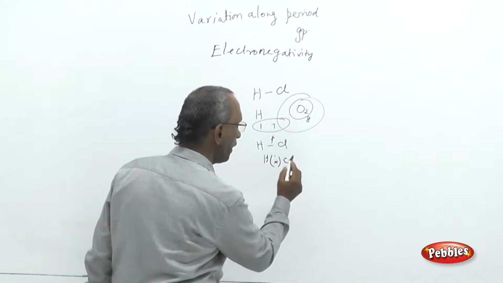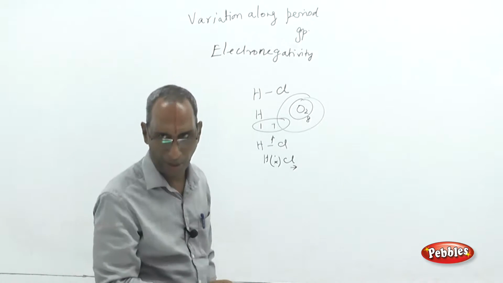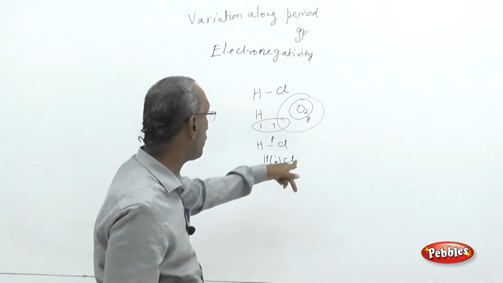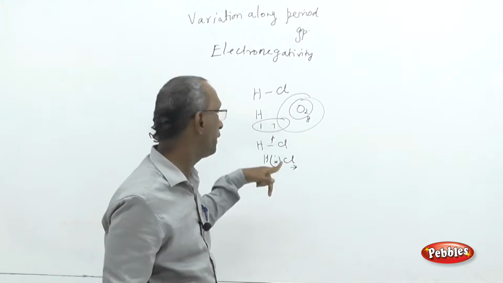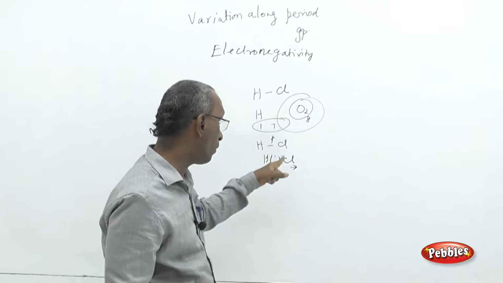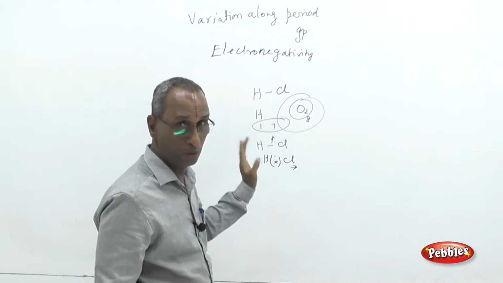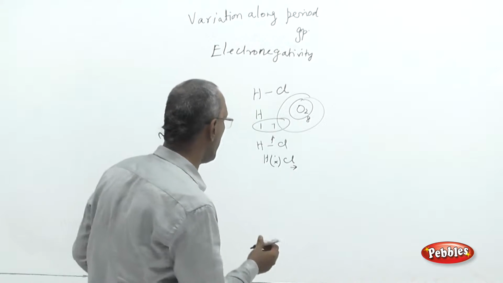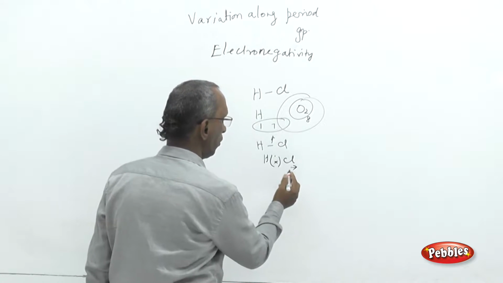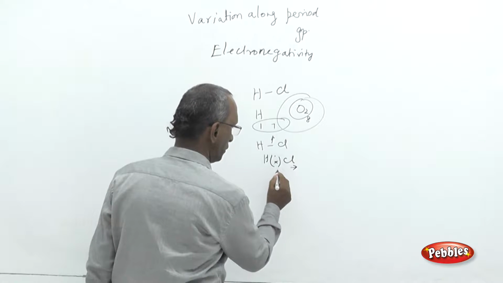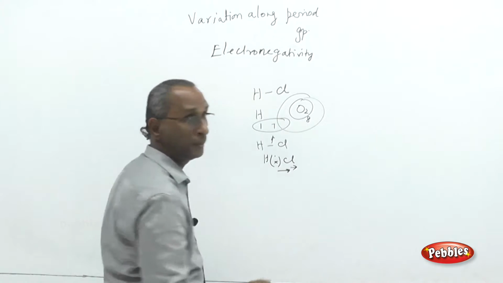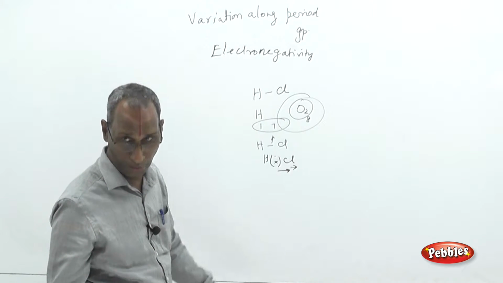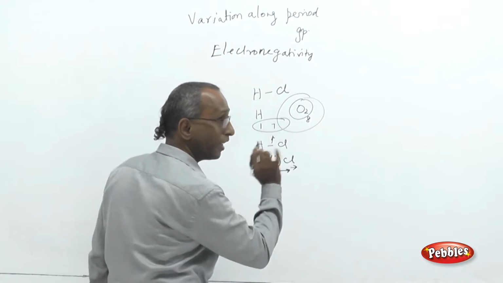Here, chlorine is more electronegative than hydrogen. So it attracts the central electron pair towards it. As per the definition, it attracts the central electron pair, one from chlorine and one from hydrogen. So it also attracts hydrogen's electron. Hydrogen is less electronegative, chlorine is more electronegative. So this electron pair moves towards chlorine. If the electron pair moves, hydrogen's electron also moves towards chlorine. If hydrogen's electron moves, it is not transferred.